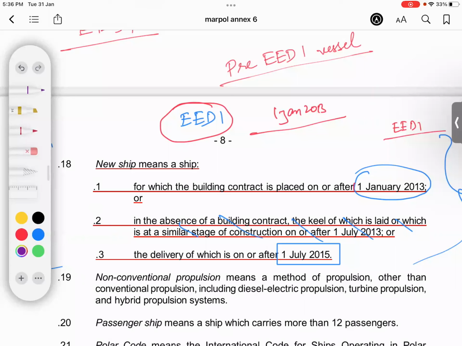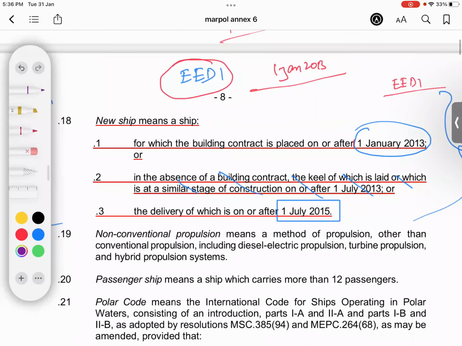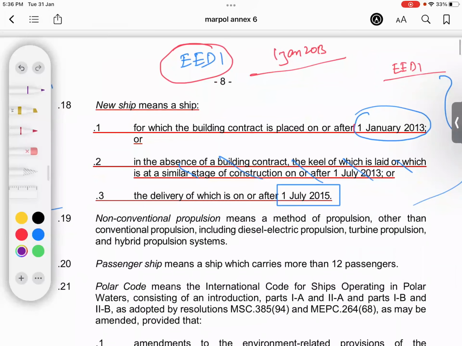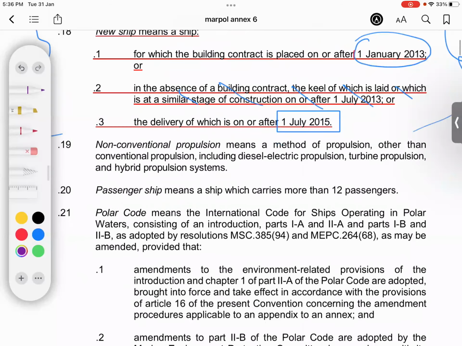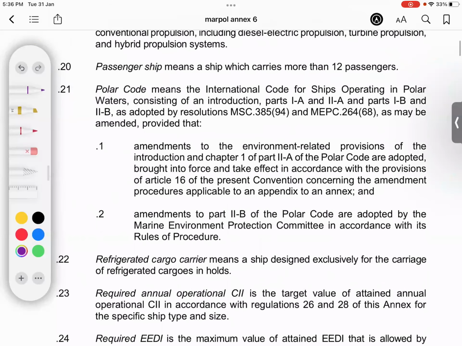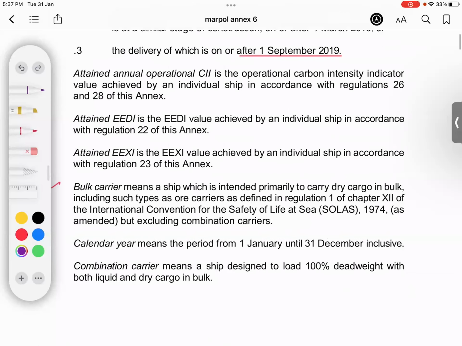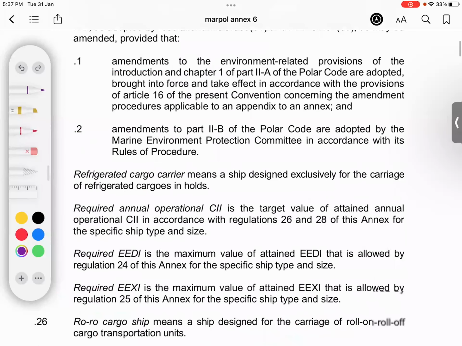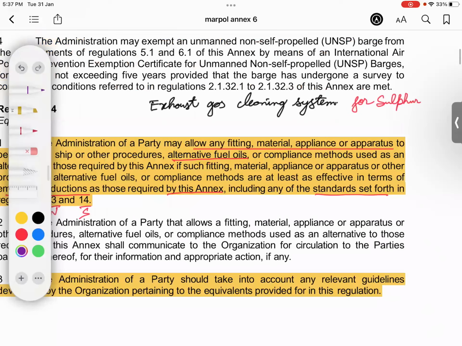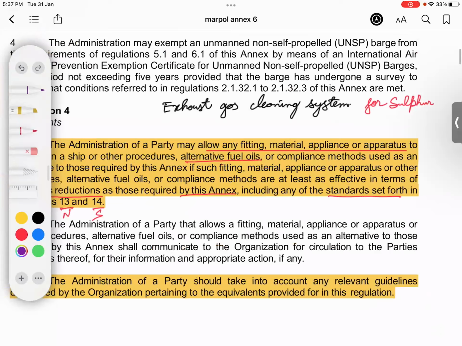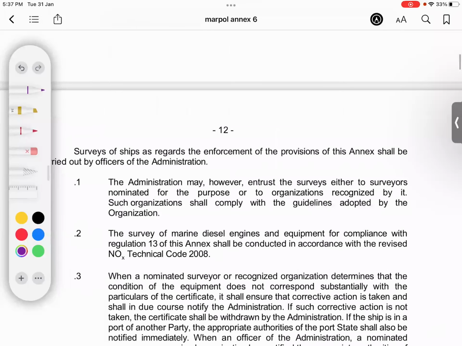So this is the definition, right? And according to chapter 4, the definition of new ship is different, this is different and that is different. Okay. According to chapter 4, the new ship becomes different. Generally, what is a new ship? If I ask you what is a new ship, it is a ship which is built after the regulation comes into force, that is called a new ship.